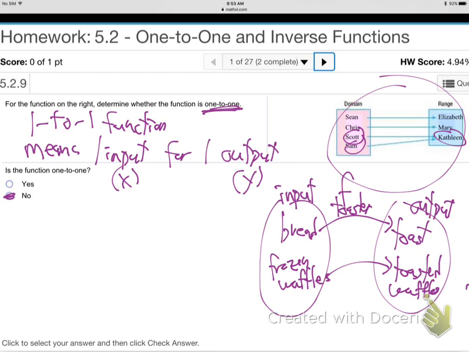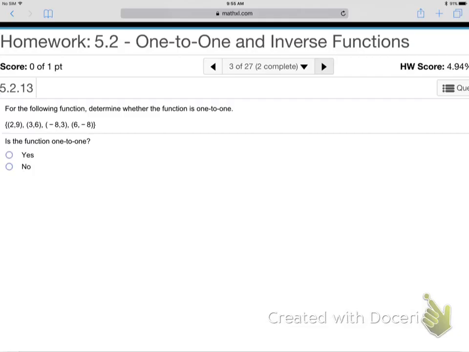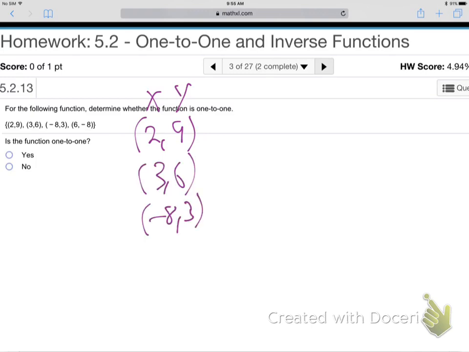That simple. Question though, is it 1 x for 1 y? So look here, let me write that bigger. So 2 goes to 9. That's an x, that's a y. Let's list them vertical. It might be easier vertical. 3 goes to 6. Negative 8 goes to 3. 6 goes to negative 8. So do you see any repeating? These are all different x's, aren't they? And they're all going to different y's. So that's a yes, that's okay.